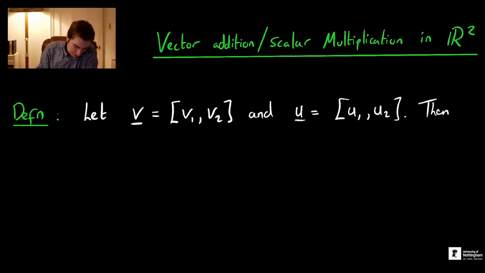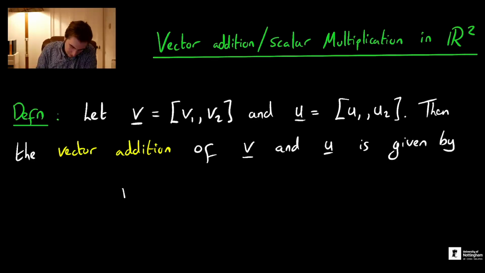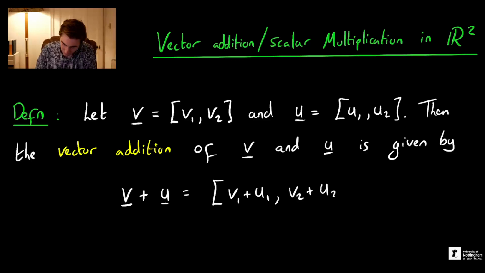Then the vector addition of v and u is given by, as you might expect, we write it as v plus u is equal to, and we just add up the individual components of the vector. That is, we take [v1 plus u1, v2 plus u2].